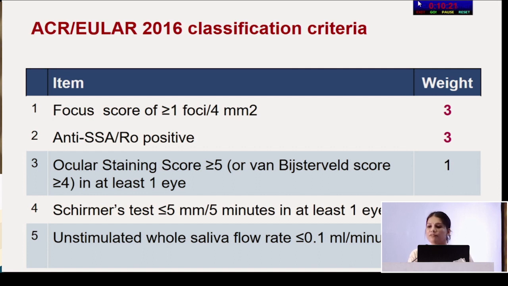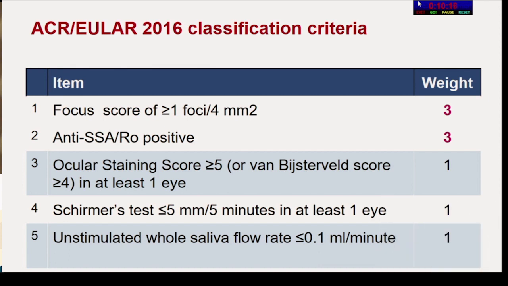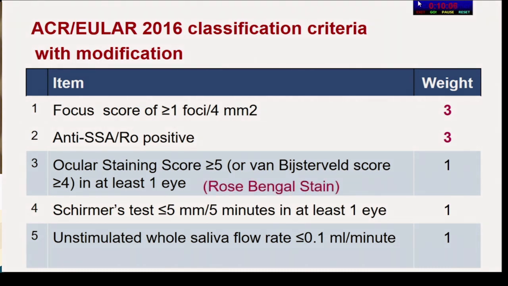However, it would be unfair to use this classification criteria for patients who were reported in the previous years. So, to make it a level playing field, I have slightly modified this criteria. In addition to the ocular staining score, that is item 3 of this criteria, rose Bengal staining has also been included. This is because rose Bengal staining was used previously. And similarly, in addition to unstimulated whole salivary flow, that is item 5 of the criteria, sialography or scintigraphy, which was used in earlier years, was included.